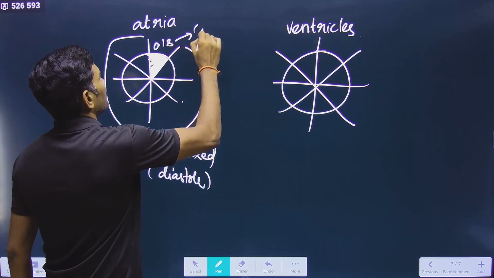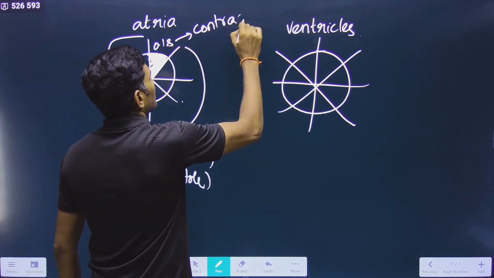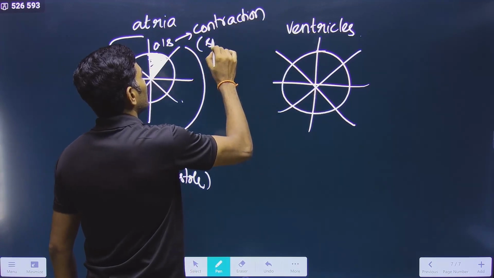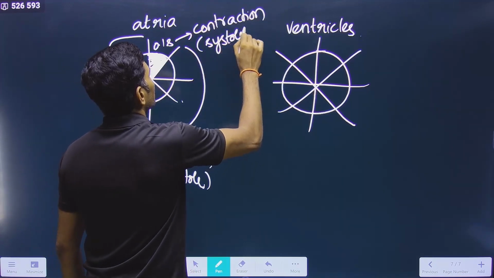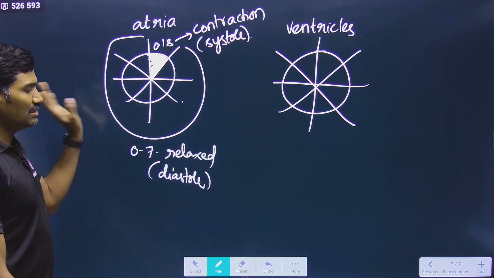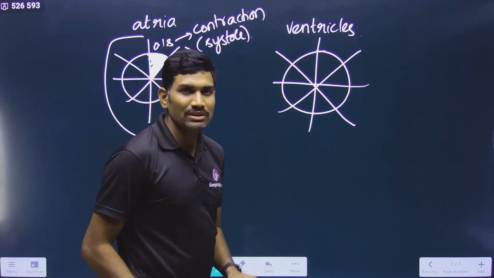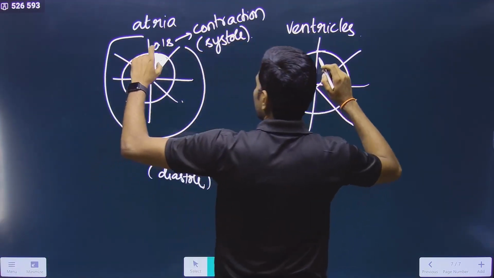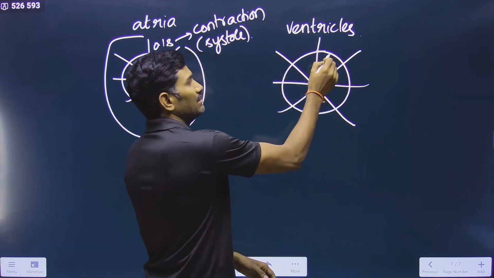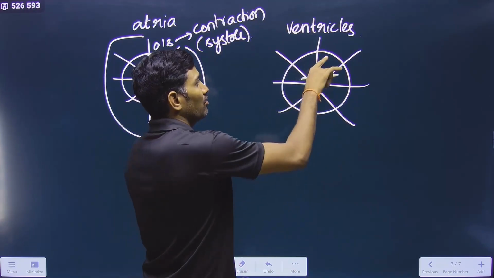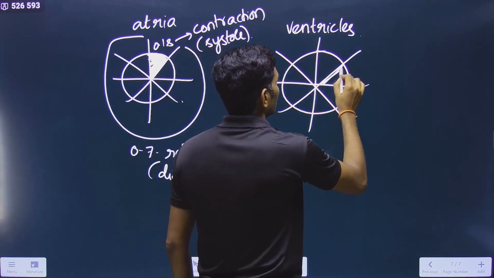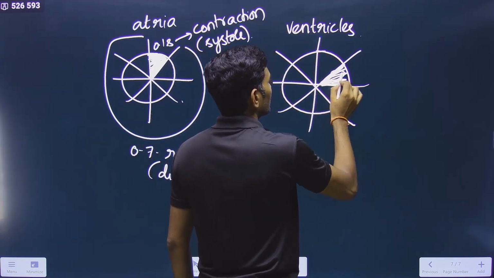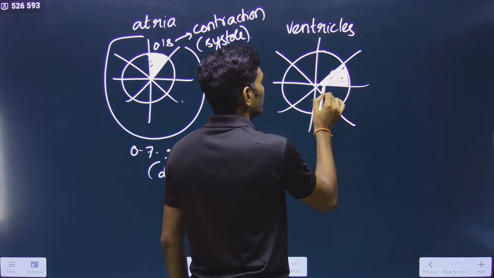This is the atrial contraction. Atrial contraction is nothing but atrial systole, just for 0.1 second. The remaining time it is in a relaxed state. But if you are observing separately for the ventricles, when the atria are undergoing contraction, at that time the ventricles are in a relaxed state. Once that is completed, then they undergo contraction. This is 0.3 second.